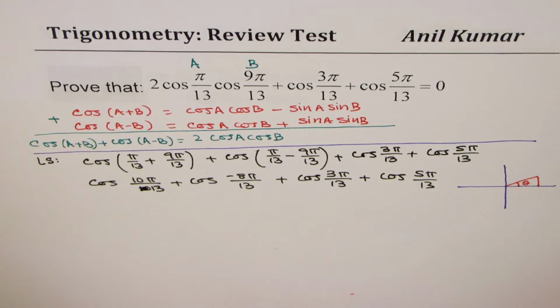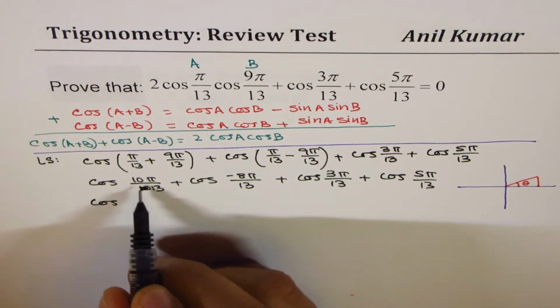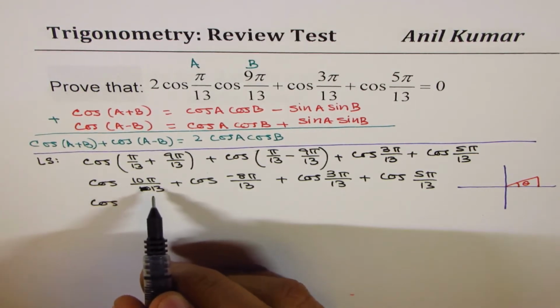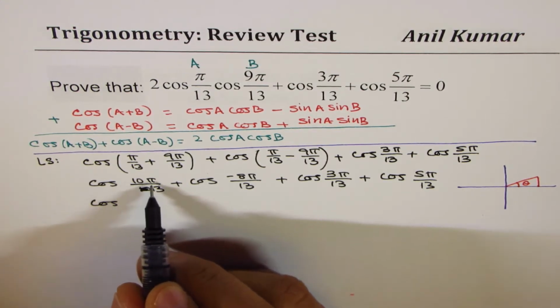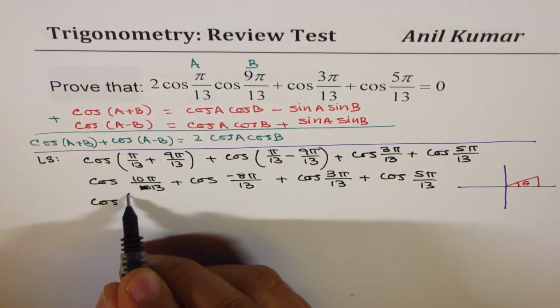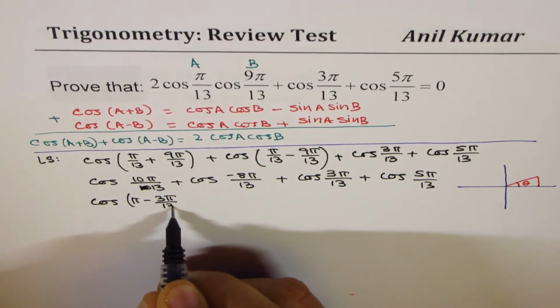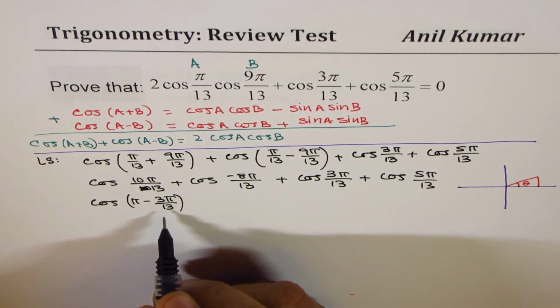Okay, so 10 pi by 13, let me rewrite this. 10 pi by 13 could be written as pi minus 3 pi by 13, right? You can say 13 minus 3 over 13 pi. Does it make sense to you? So you could write it like this, right?